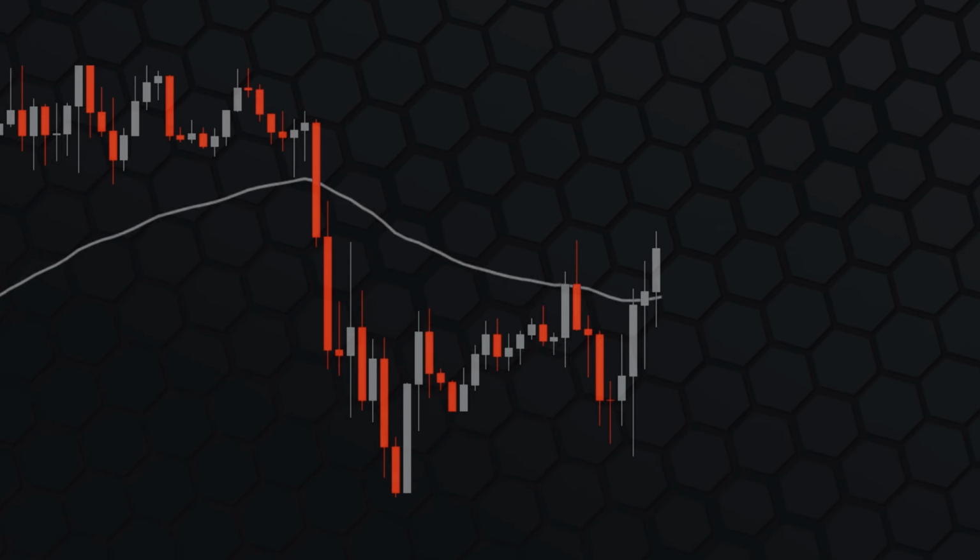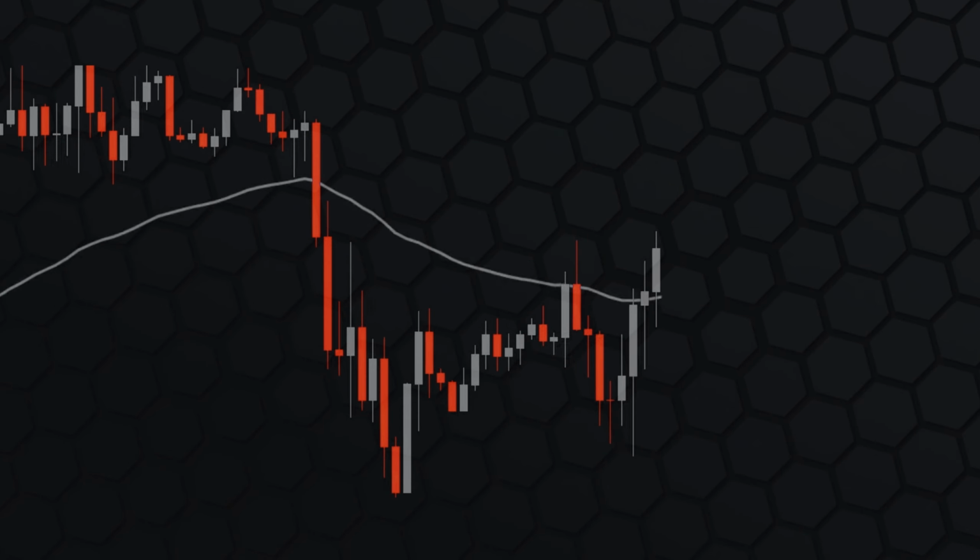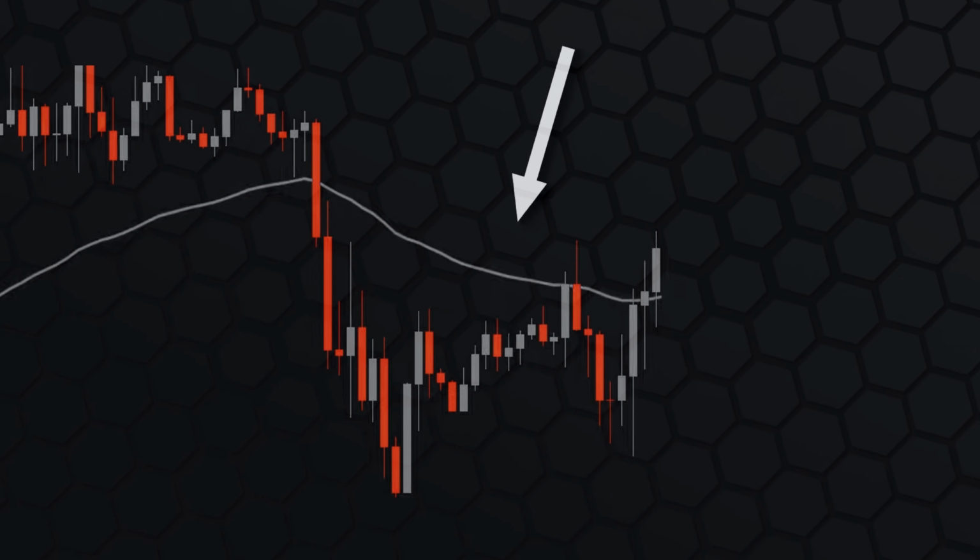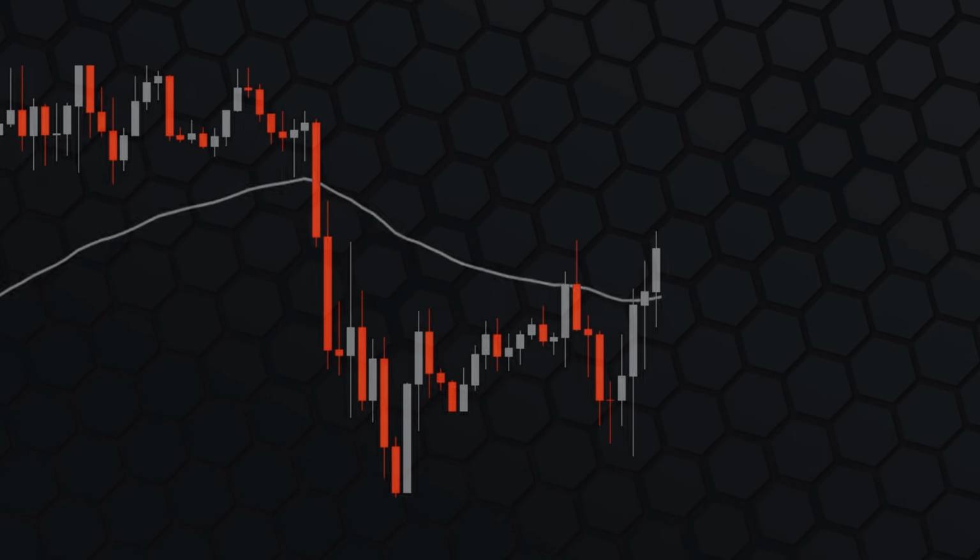So in the previous example, we started from a chart where the price was trading below the 50 EMA. But the strategy also works for the opposite.